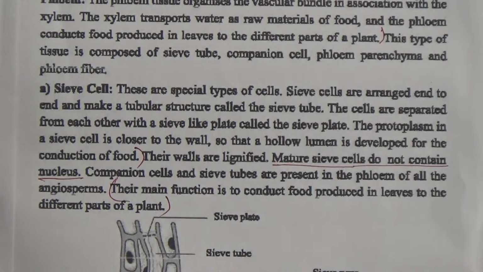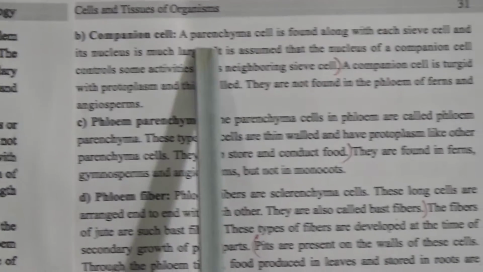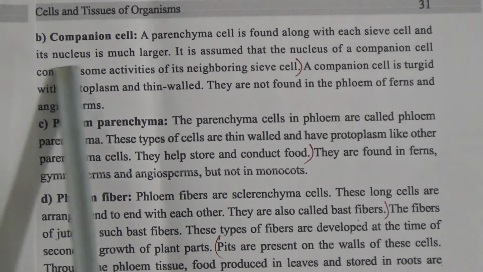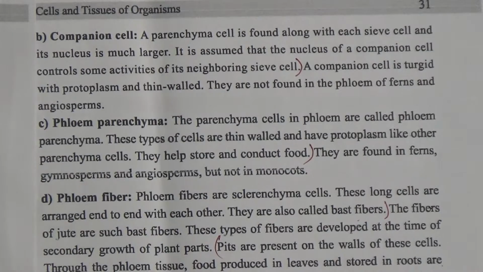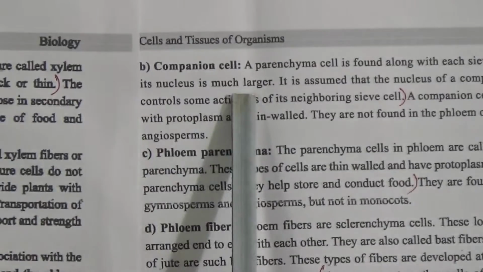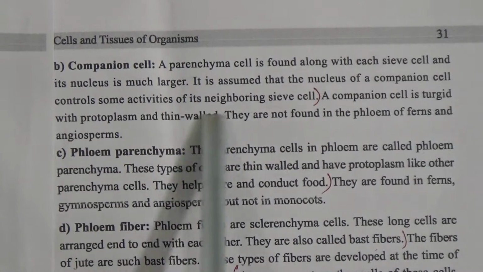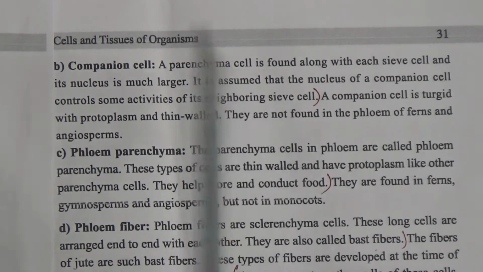Now, the companion cell. A parenchyma cell is found along with each sieve cell, and its nucleus is much larger. You can see the companion cell here. Its nucleus is much larger. It is assumed that the nucleus of a companion cell controls some activities of the neighboring sieve cell.